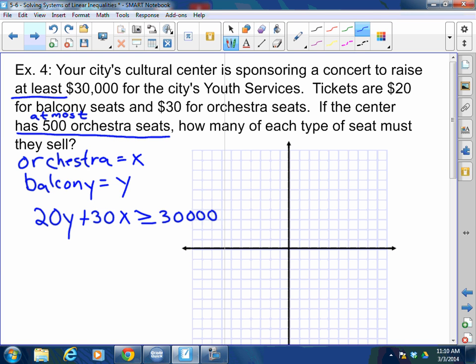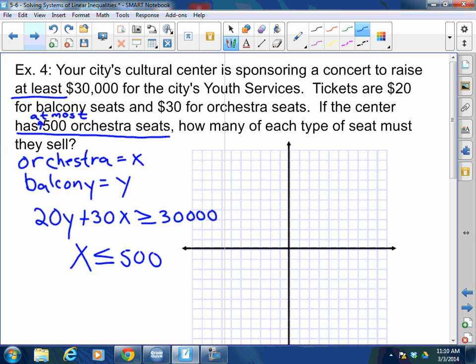So if the center has at most 500 orchestra seats, how could I write that as an equation? No, let's think about it. Who is orchestra seats, X or Y? The center has at most 500 orchestra seats. So orchestra seats are less than or equal to 500.